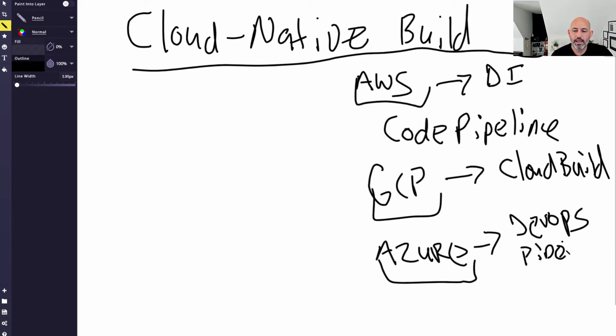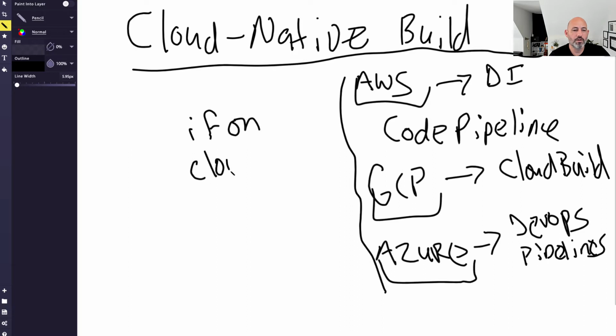In all these cases, the key point is that my recommendation is almost like a conditional statement: if on cloud, use their native tools. I think it's a no-brainer that if you're on the AWS cloud, use their native tools. You're going to have a great continuous delivery story. If you're on GCP, use their native tools. You're going to have a great story. On Azure, same thing.